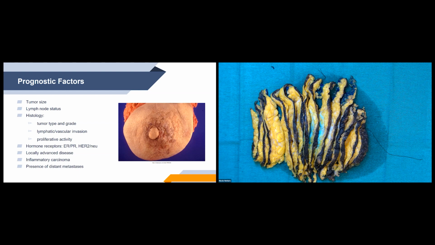So the hormone receptors, so if it's triple negative, that's the worst type of breast cancer, and it's primarily because these patients can't get any targeted treatment. If it's a locally advanced disease, so if it's invading into the pectoralis minor or major or ulcerating through the skin, that will also be a worse prognostic factor. Inflammatory carcinoma, like we saw, is T4D, and that's the worst stage. And then presence of distant metastasis will also be a poor prognostic factor.